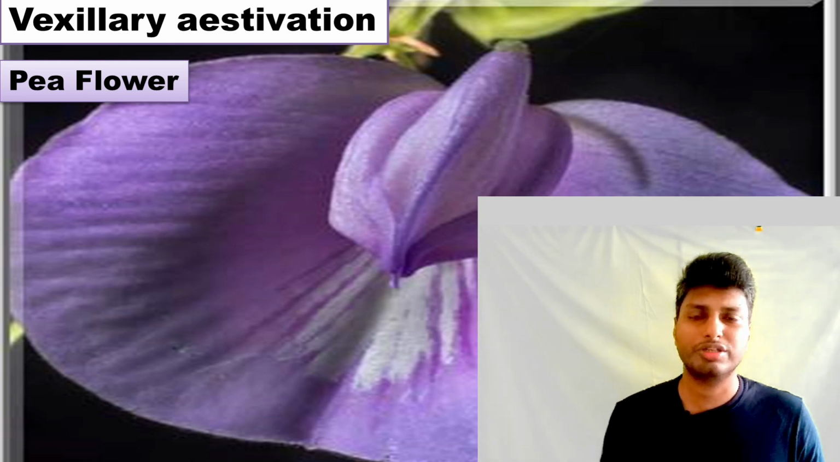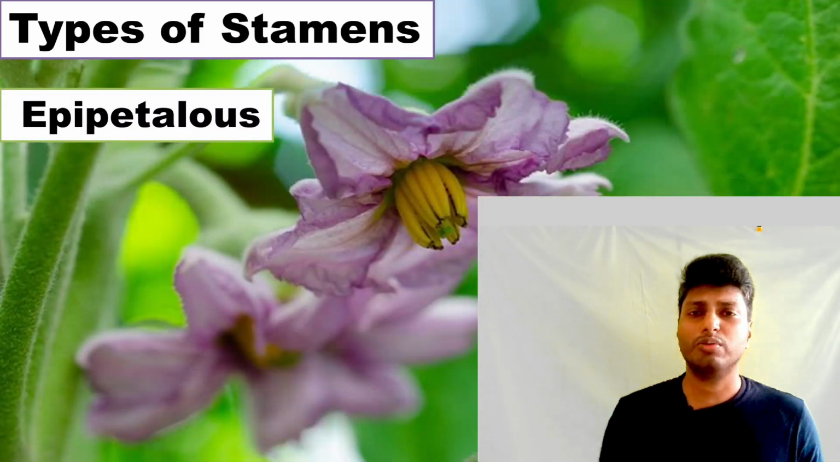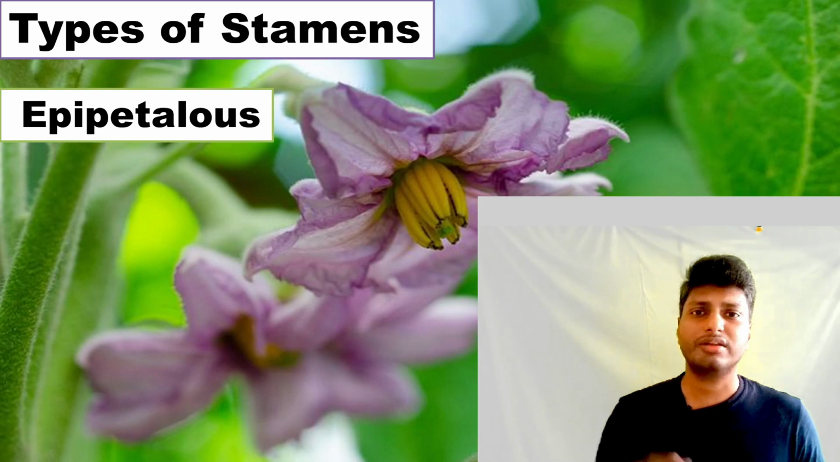I hope, dear students, you have got a pretty good idea about the five basic types of aestivation and the arrangement of petals. Now let me tell you about the arrangement of stamens on the flower. The very first type of arrangement is called epipetalous. Here the word epi means surface, and petalous means petal.